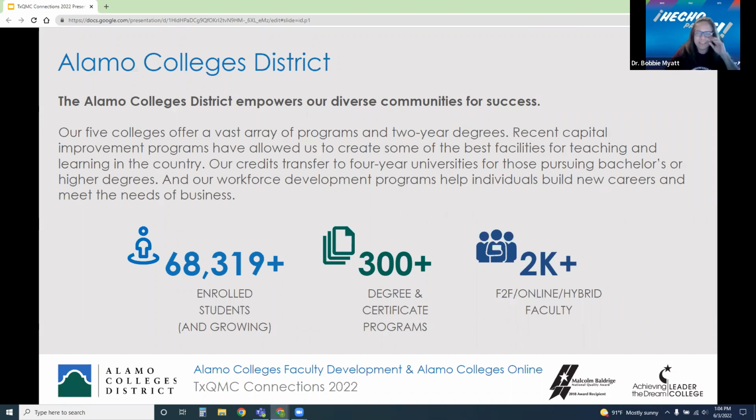The Alamo Colleges district is 5 colleges. They are all independently accredited. So it's very different. I believe we're the only one in the state of Texas that functions this way. Each college has their own president, they have their own hierarchy, and then the district has people in each one of the colleges to liaison between and amongst them.